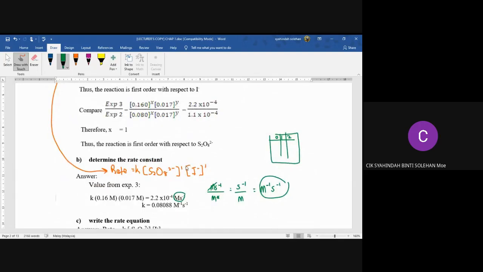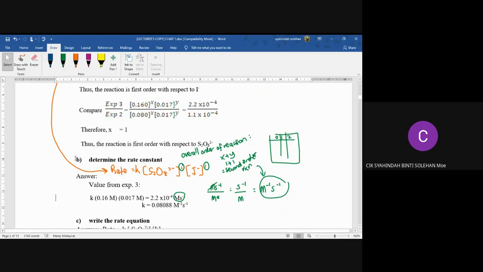Lagi satu ialah by campurkan dua-dua ni, because if you want to find the overall order of reaction, X campurkan dengan Y, which is in this case 1 campur dengan 1 is equals to second order reaction. Okay, so that's why tally lah dengan this one.